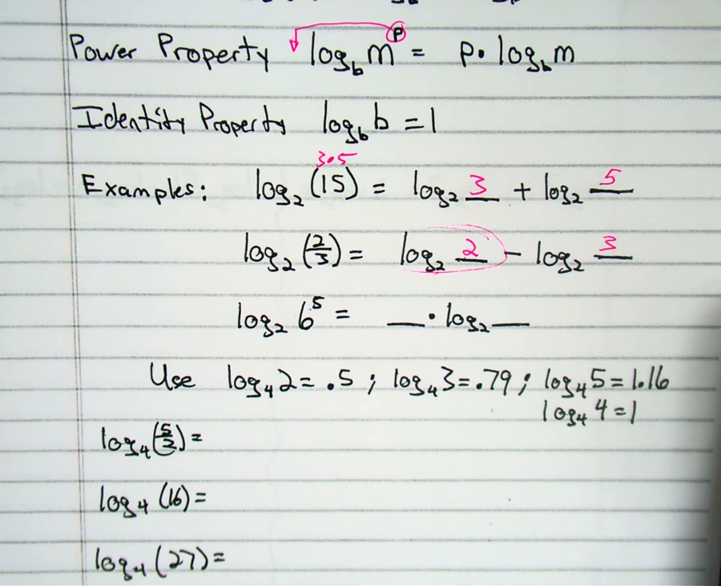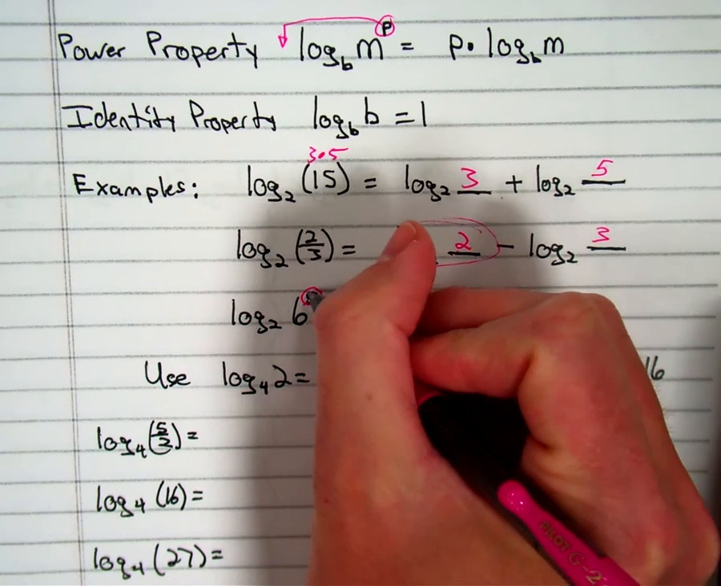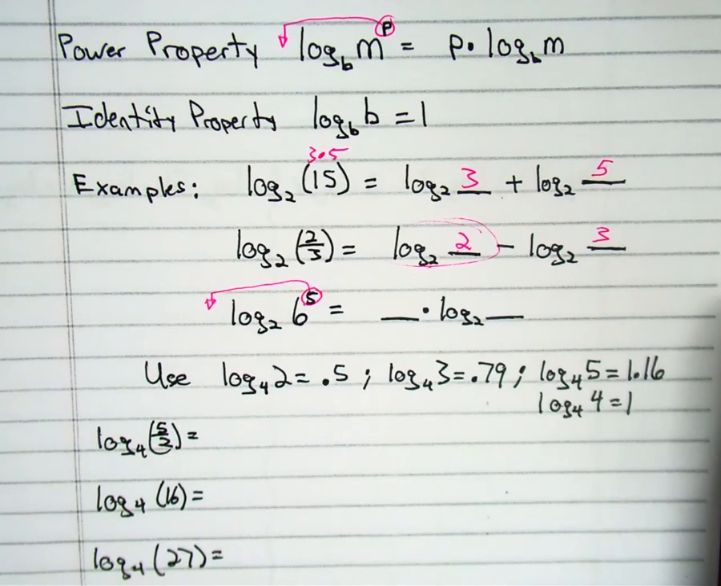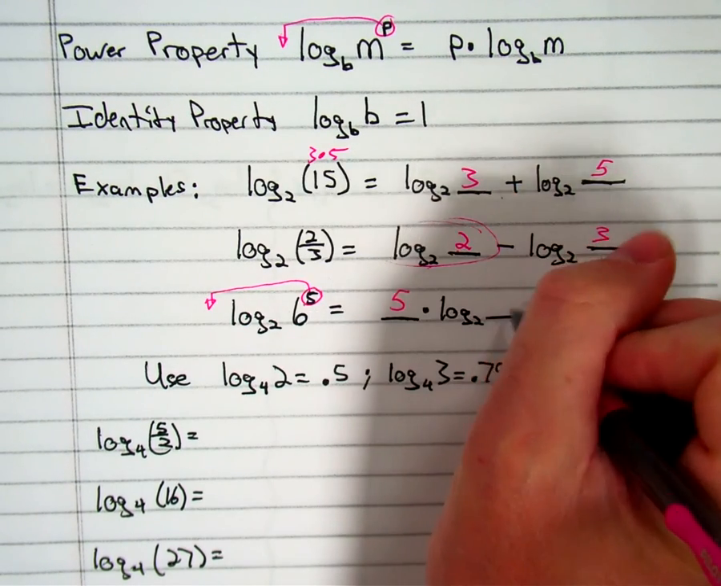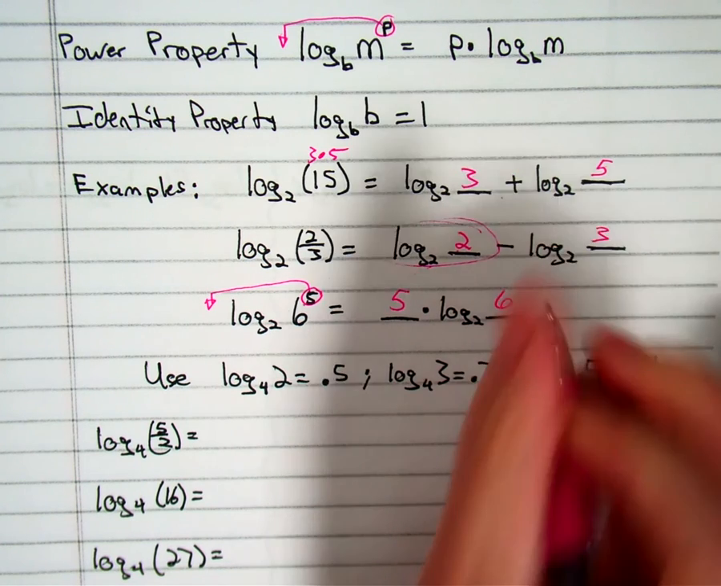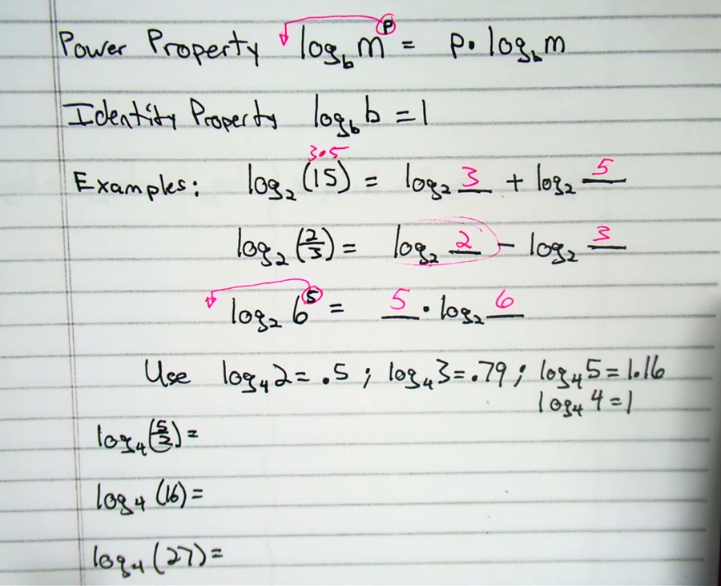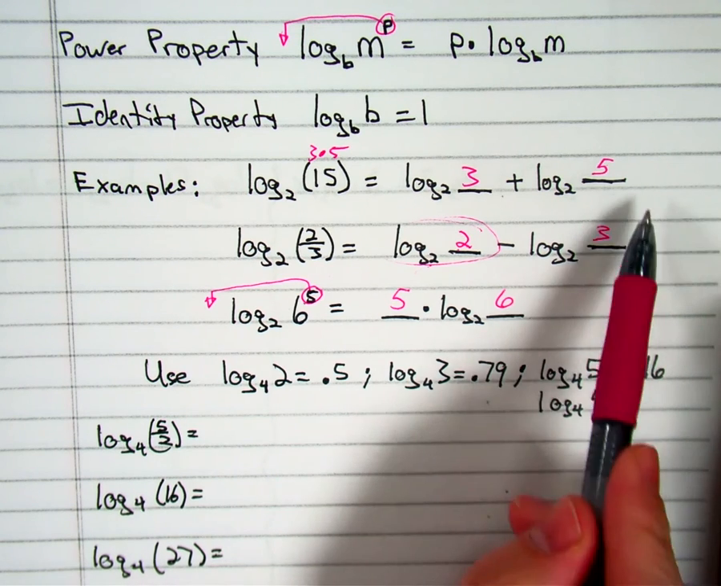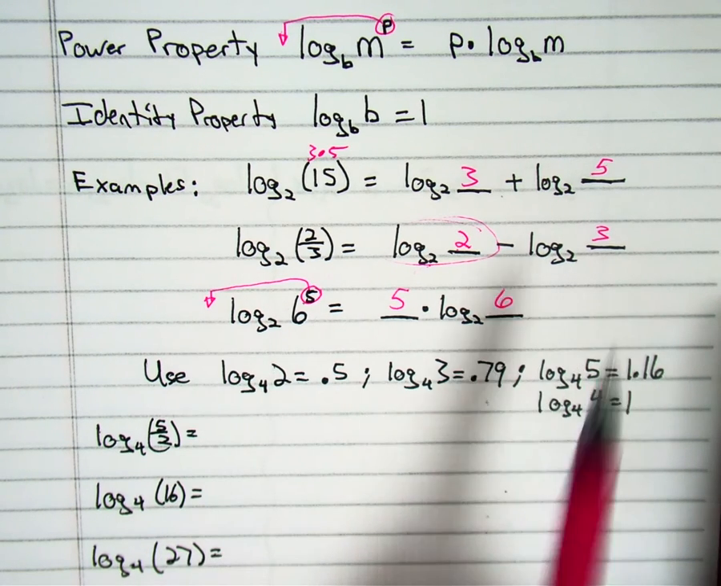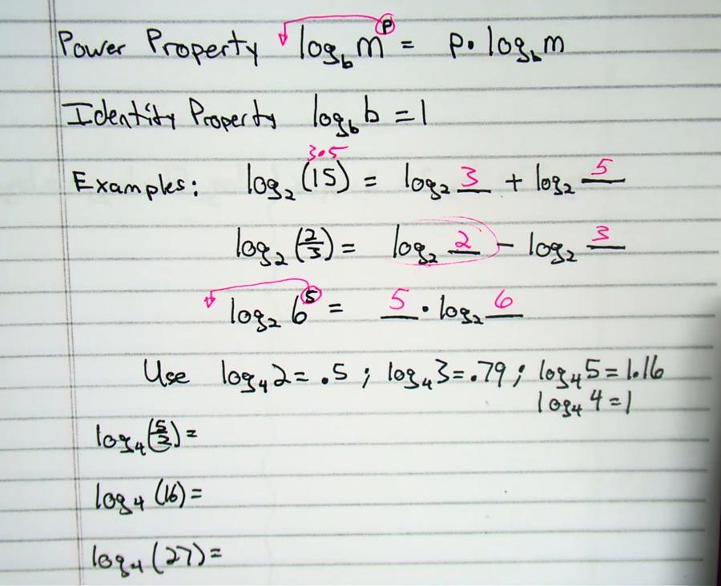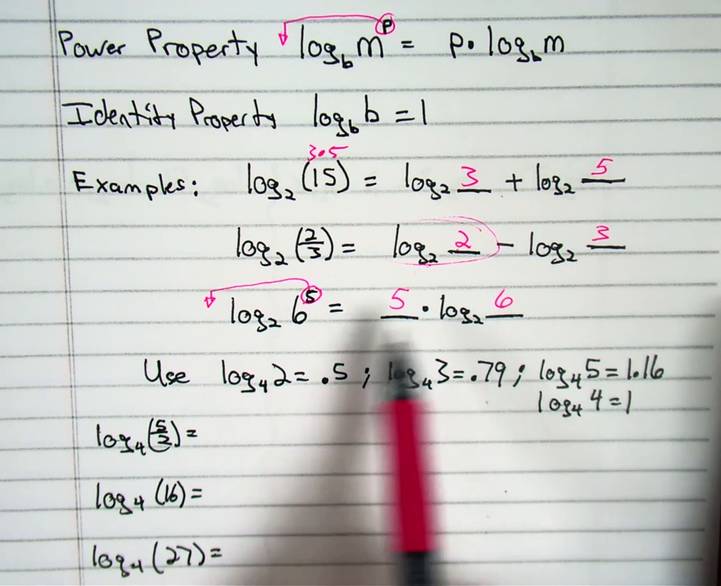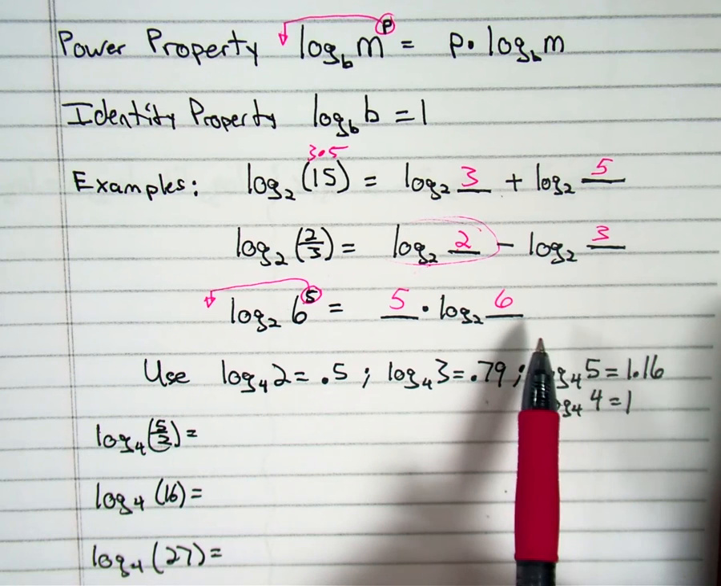Log base 2 of 6 to the 5th power. There's a couple things we could do here, but this is just trying to introduce you to the power property. We're going to slide that 5 down in front. We're going to have 5 times log base 2 of 6. We could split that 6 up into a 2 times 3 and separate that out even more, but we're not going to do that yet. That was just working on the real basics of the properties. Depending on how new of a calculator you have, you probably could use your calculator to get some of these values, but we're going to work on that in a later lesson.